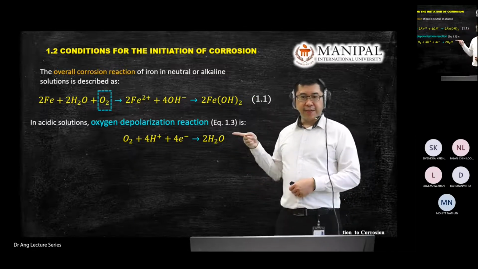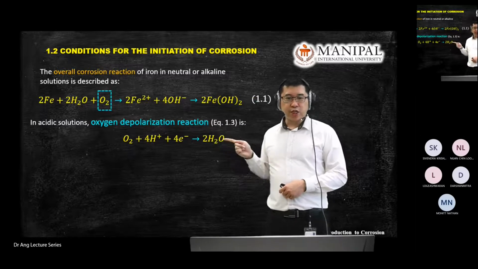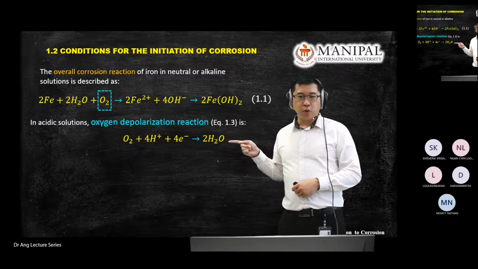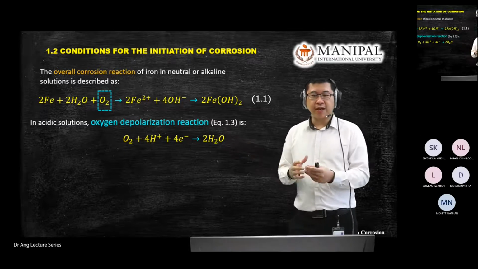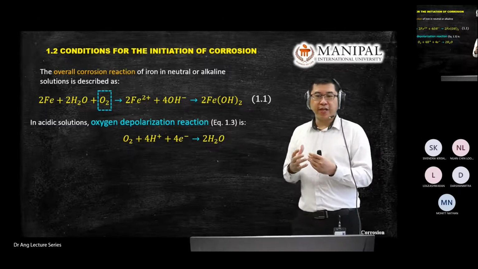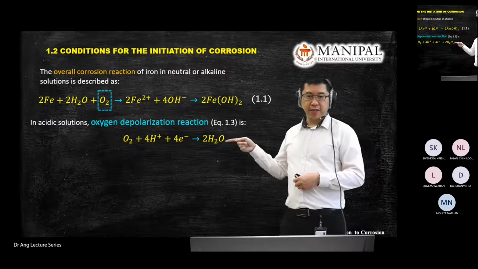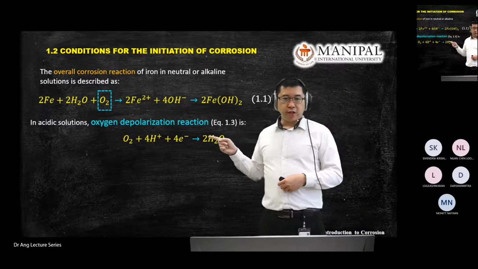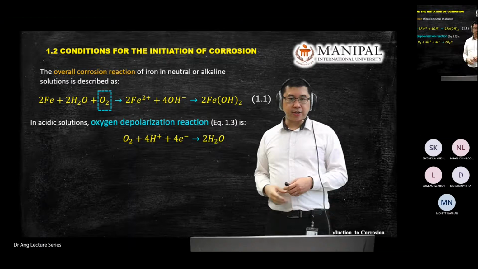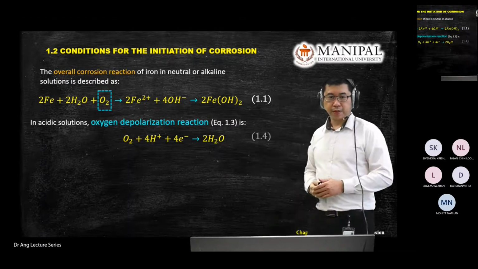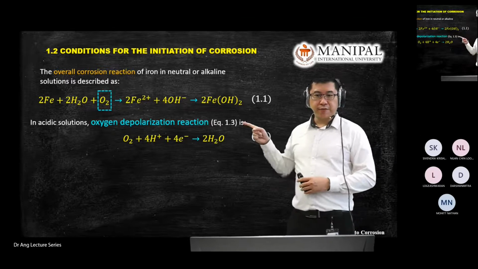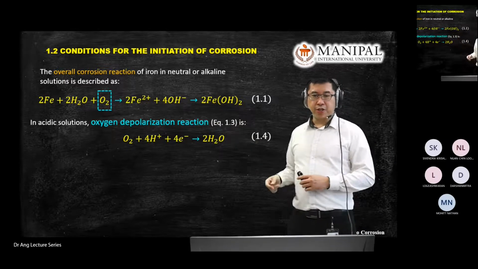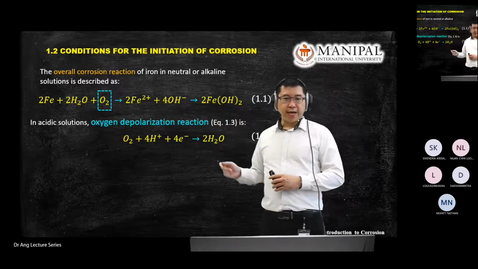Okay, and the keyword to explain this water, where this water can come from, even if you don't have water solution, meaning you don't even have water in the first place: you get your water from oxygen depolarization. You get the fourth equation referring to oxygen depolarization with the help of acidic solution.